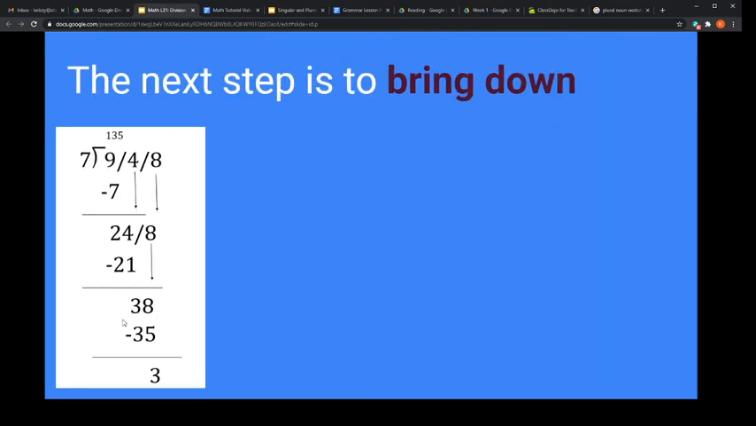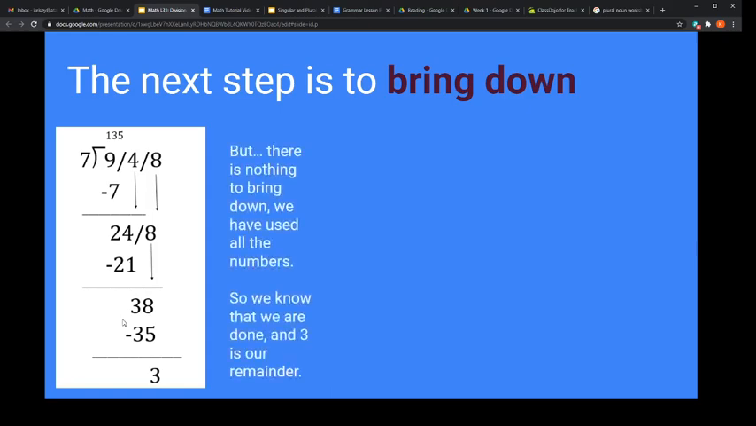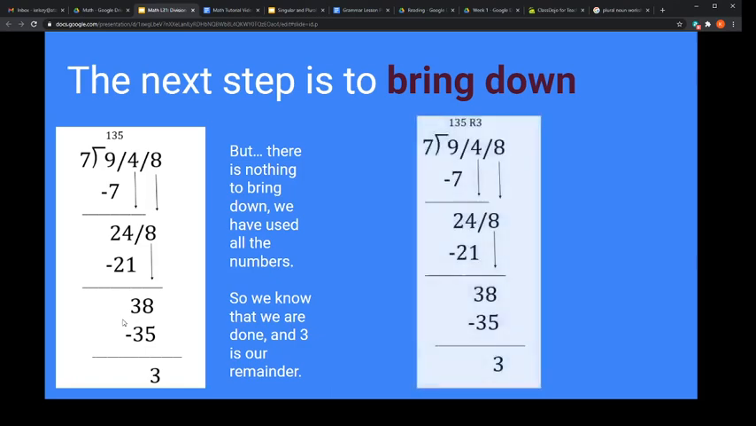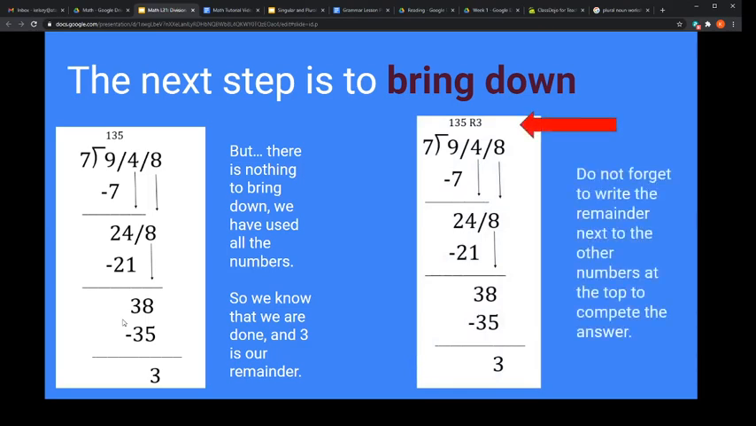The next step is to bring down. So there's nothing to bring down. We've used all the numbers. So we know that we are done and 3 is our remainder. So the answer is 135 with a remainder of 3. Please take notice to the answer up at the top. Don't forget to write the remainder next to the other numbers to complete the answer.